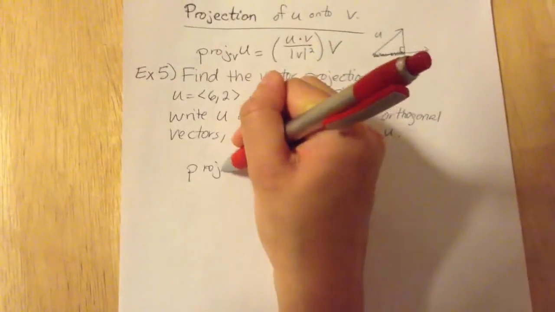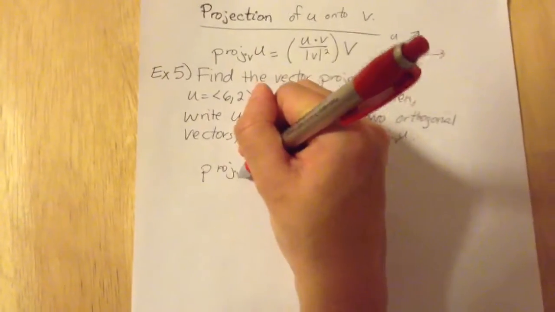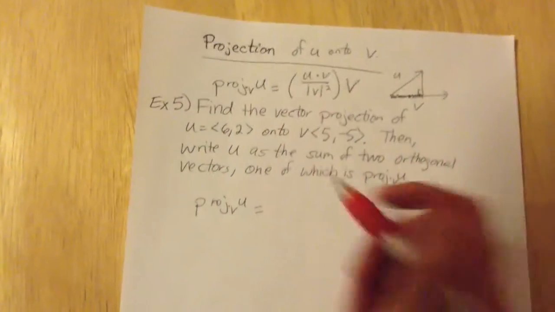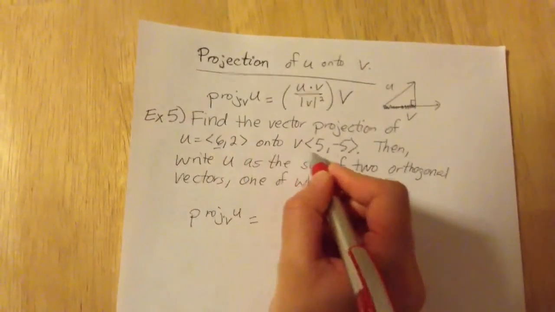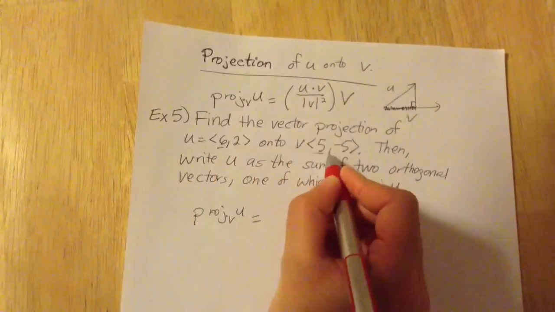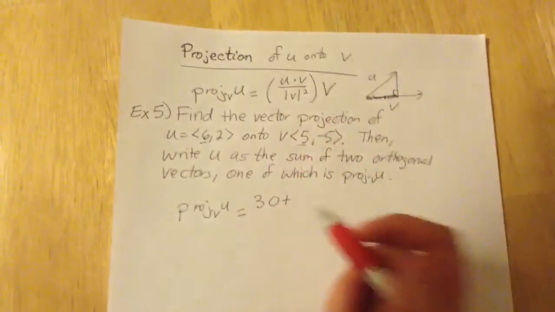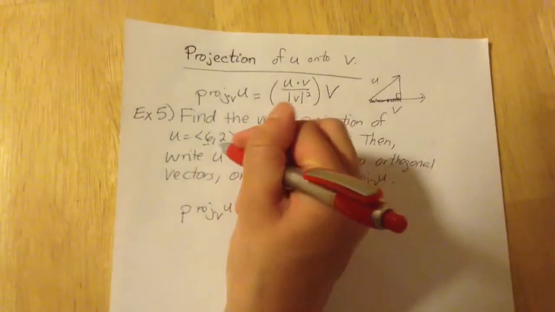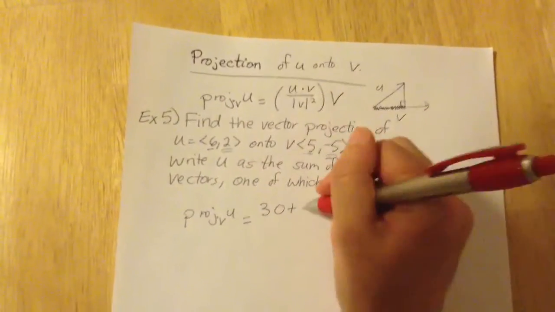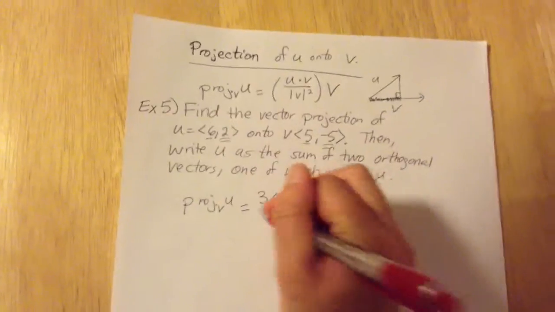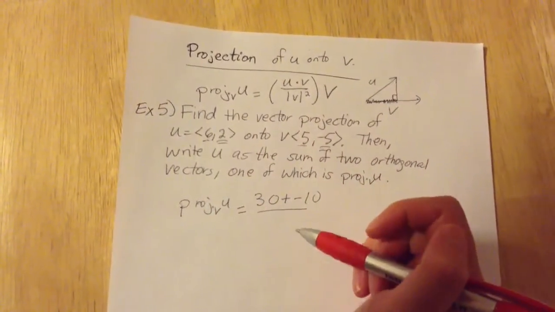The projection of u onto v equals the dot product. So to define the dot product, we'll multiply the x's together. 6 times 5 is 30. Plus, I'm going to multiply the y's together. So 2 times negative 5 is negative 10. Divided by the magnitude of v squared.